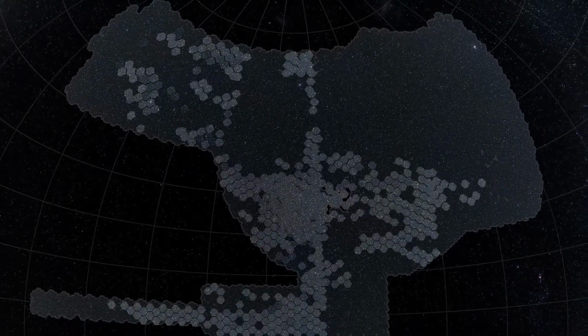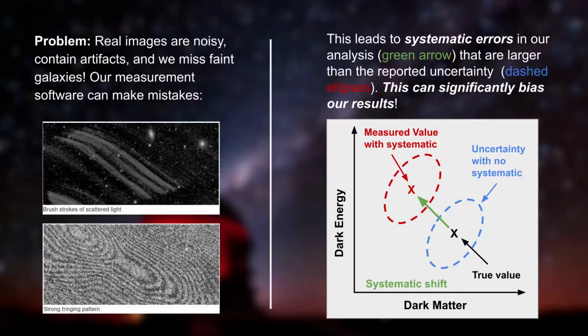In order to answer these questions precisely, there's one huge problem. The process of capturing the set of real objects in the universe with noisy images, complicated software algorithms, and incorrect modeling choices leads to systematic biases in the recovered cosmological parameters that are larger than the usual statistical uncertainty.